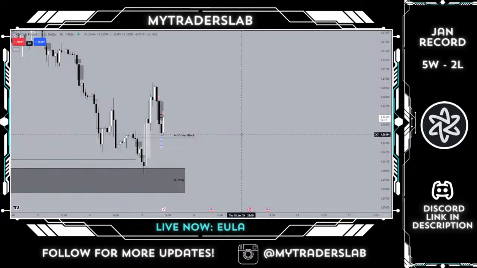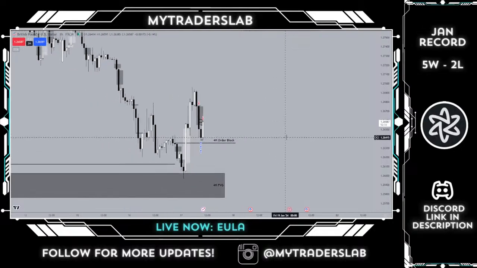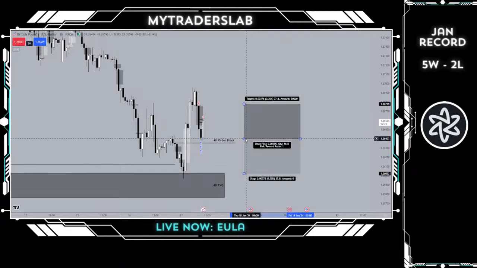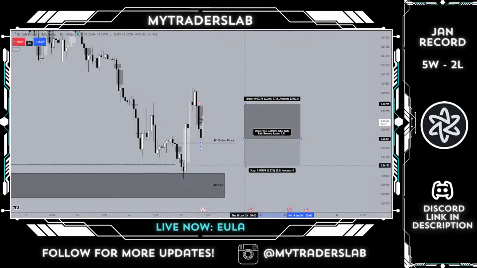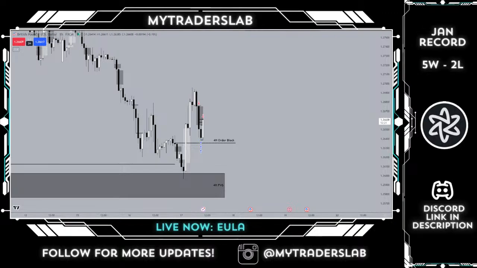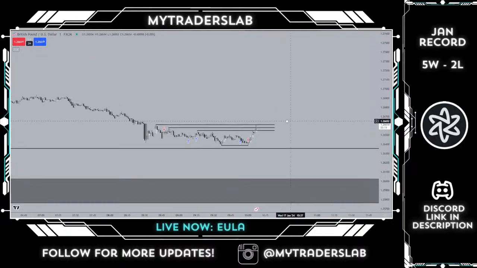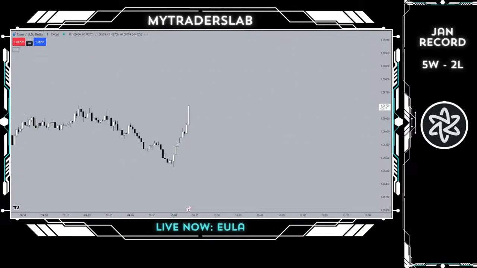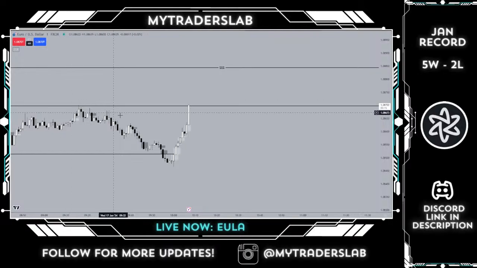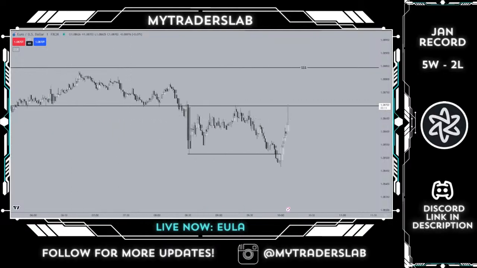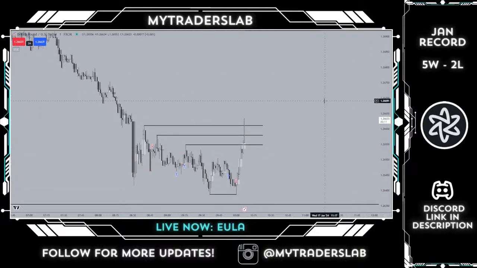It actually tapped the 1 hour breaker block, to be fair. It actually did tap it. That would have been a very good long position with a crazy stop loss. Yeah, I think I'm going to look for any possible retracements to go long, especially for GU. But price is not stopping. It's being really relentless now.